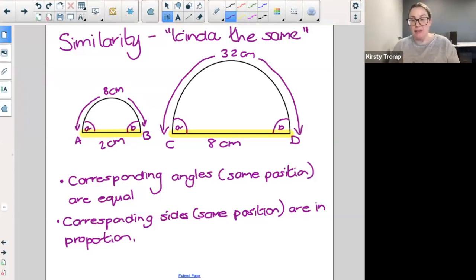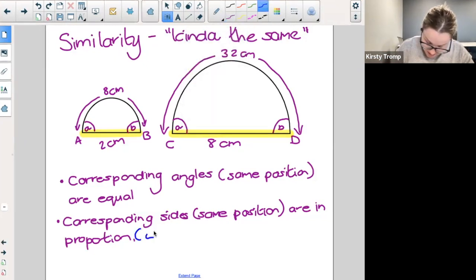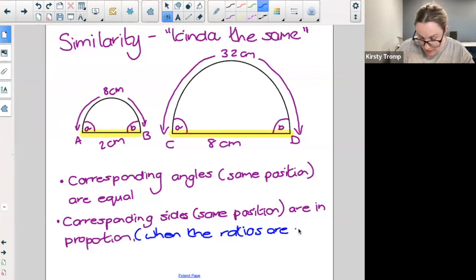What does that mean? That means that the sides are in proportion. In other words, to get from 2 to 8, we multiplied by 4. 8 times 4 gives me 32. So the corresponding sides of a drawing that are similar are in proportion. Okay. Let's give ourselves a little note about what in proportion means. In proportion means when the ratios, so what we multiply by, are equal. Okay, when the ratios are equal.